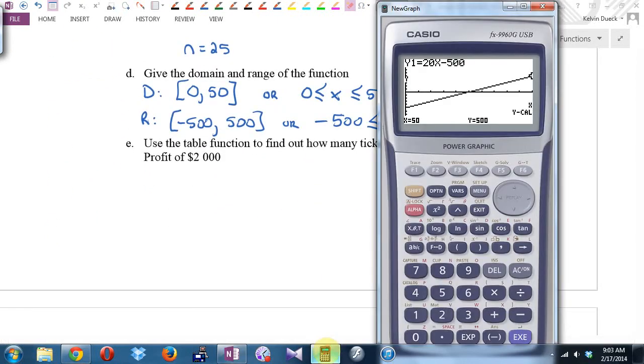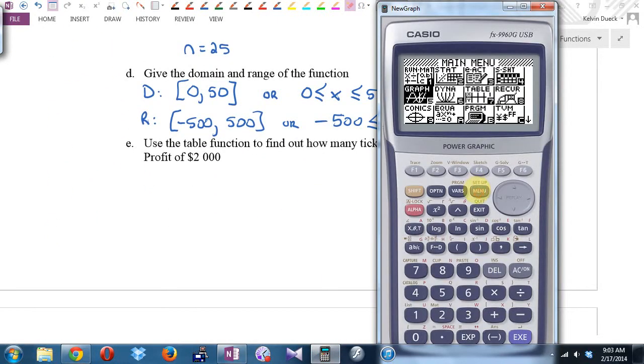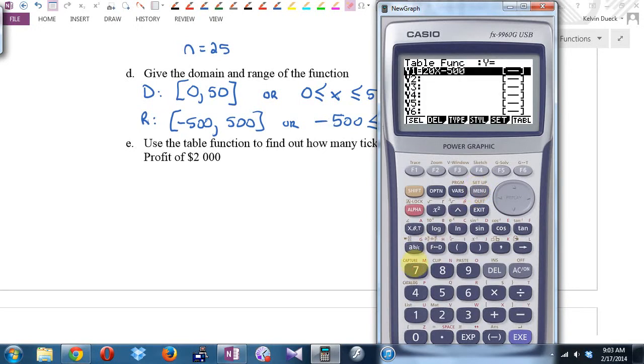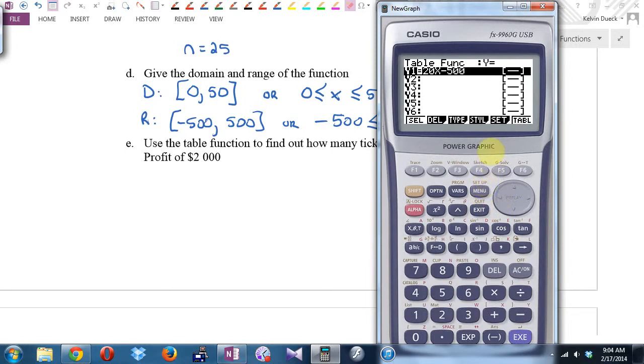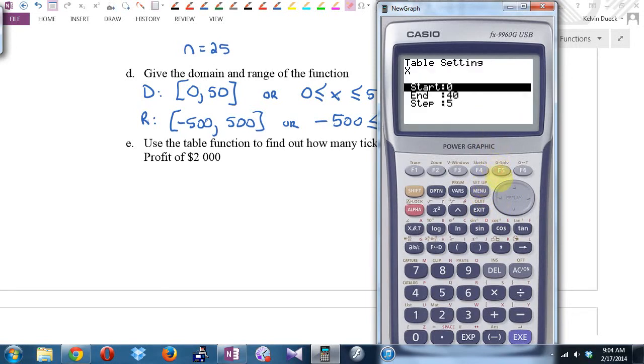Let's see, if I go to my table feature, so Kayvon, we're going to go back to menu. This time we're going to go back to our table. And let's see if it will let me put a value in for y. I don't know if it will. Can I type a 2,000? It won't. Let me see here. Let's go back to setting the table. And instead of ending at 40, let's see, hey, maybe 100 people. I'm just guessing.